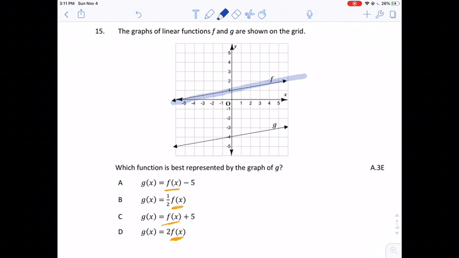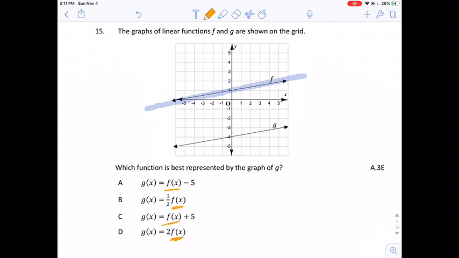is not my parent function. It's whatever graph they decided to define and say that it was f. But I see a relationship between f and g. They look parallel. So if they look parallel, they must have the same slope.